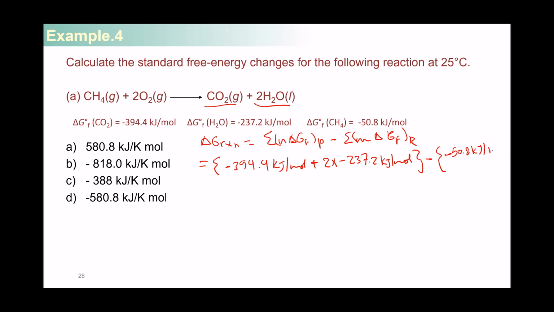of methane plus delta G of formation of oxygen times the number of moles of oxygen, which is 2, but this value is going to be 0 anyways because oxygen is an element in its most stable form. So as we said, we selected to make delta G of formation of elements equal 0, which is going to give you negative 818 kilojoules per mole. This choice right here.